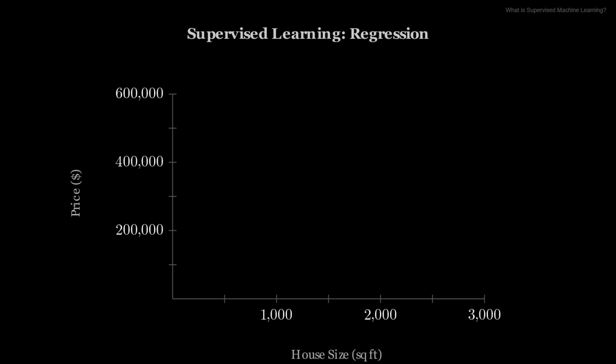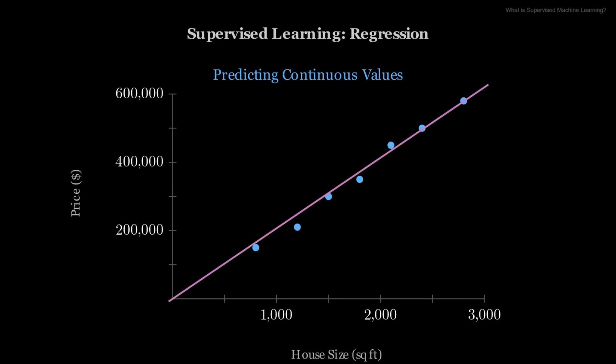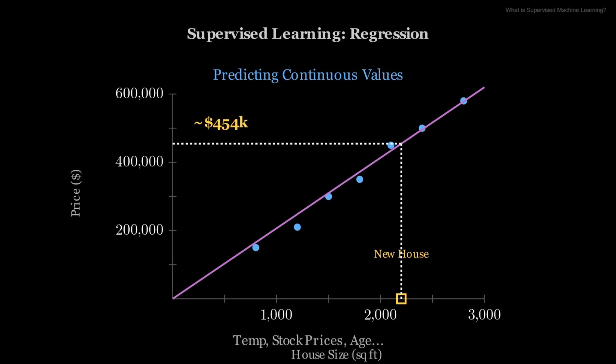Supervised learning broadly falls into two main categories. The first is regression. Regression models are used when the label we want to predict is a continuous value. Think about predicting house prices, as we discussed earlier. Price is a continuous number, meaning it can take on any value within a range, not just a few specific options. Other examples include predicting temperature, stock prices, or a person's age. The model learns to map features to these continuous outputs.